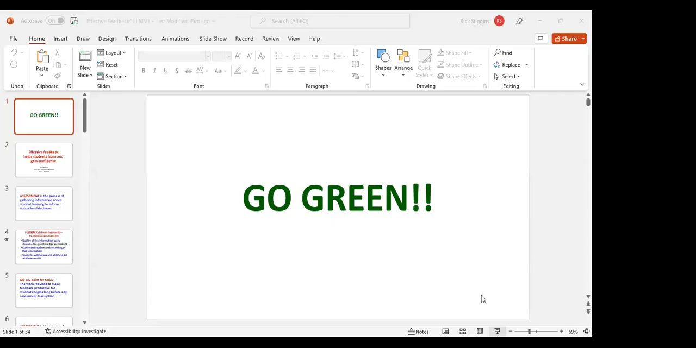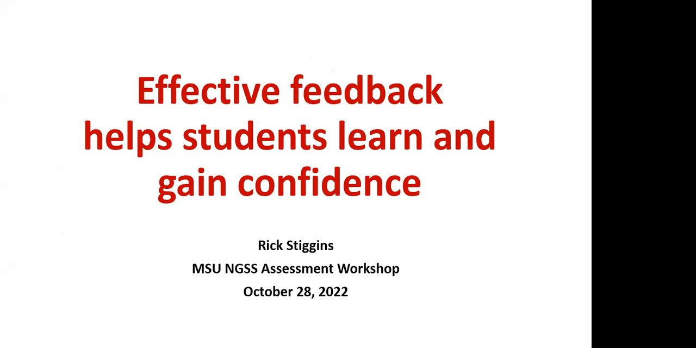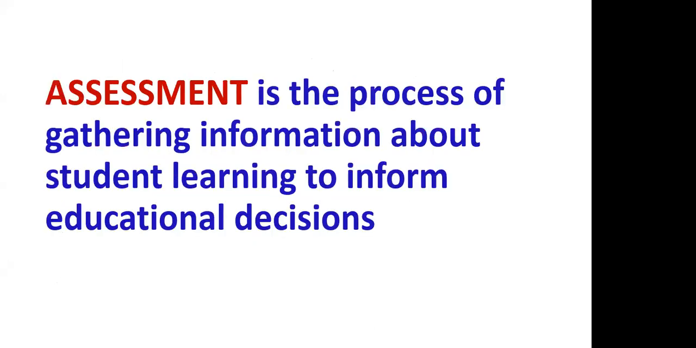I'm going to go to my PowerPoint program now and outline a little bit about what I want to do. The title of the presentation is Effective Feedback Helps Students Learn and Gain Confidence. My point here is that there are both cognitive and affective components to effective feedback. And you'll see that play out in some specific detail as we go. To begin with, then, by way of orientation, I want to just be sure we're all on the same page.